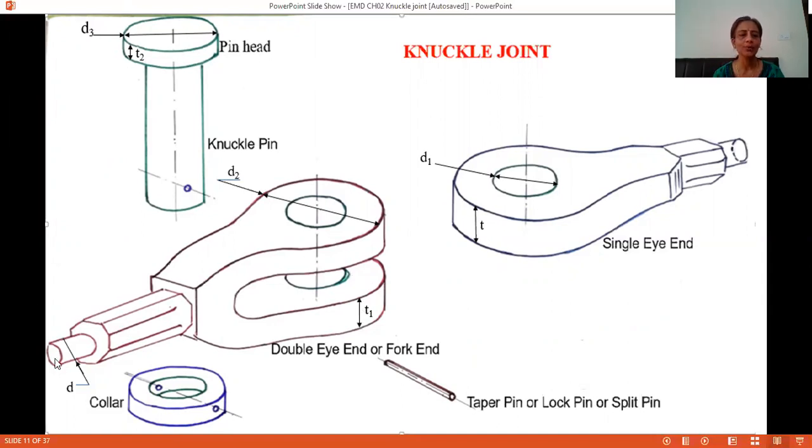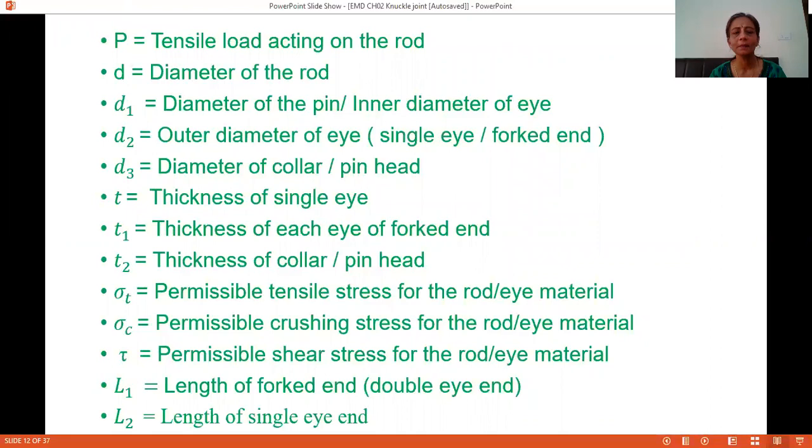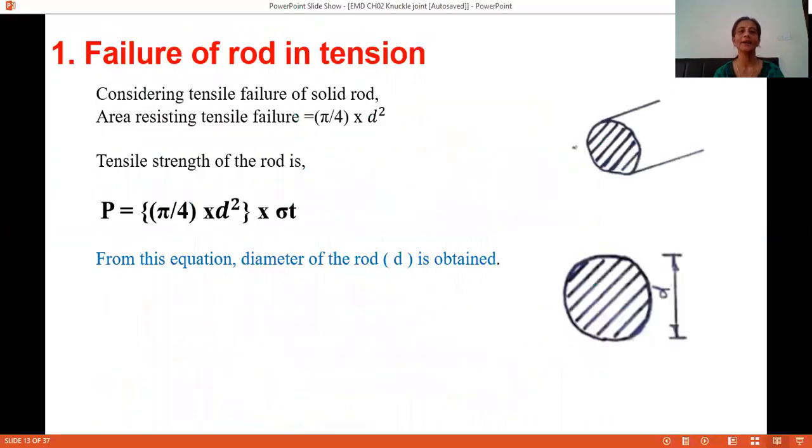And yes, students, the rods which are to be connected, the diameter of the rod is D. And we have sigma t, sigma c and tau as permissible tensile stress, crushing stress and shear stress for the material of rod and eye. L1 is the length of the forked end and L2 is the length of the single eye end.